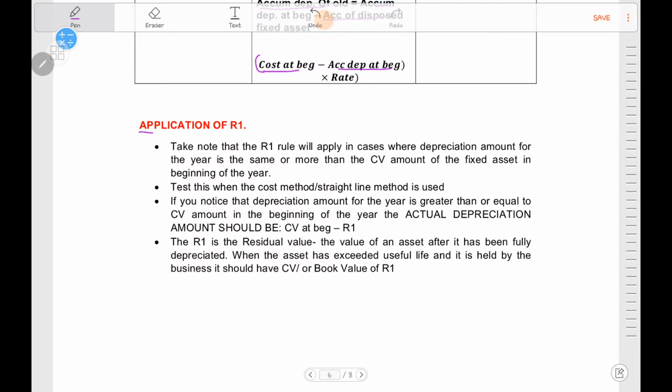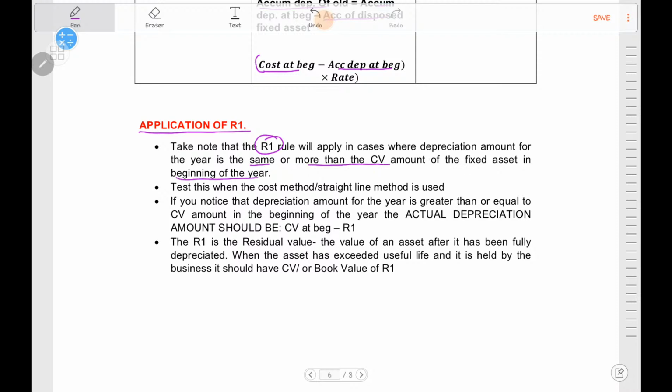So let's talk about the application of the R1 rule. When and how does it apply? You have to take note that the R1 rule will apply in cases where the depreciation amount for the year is the same or more than the carrying value amount of the fixed asset in the beginning of the year.